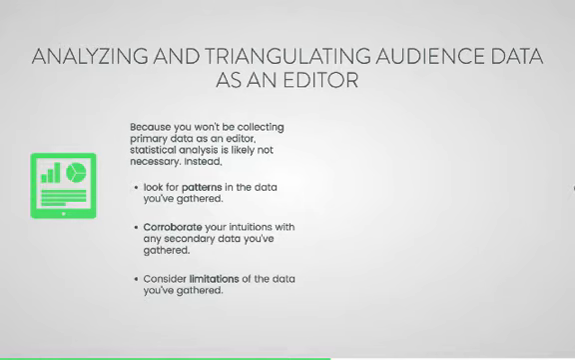Secondly, corroborating your intuitions, what you think your audience is going to want, need, and think, versus the secondary data that you've gathered, right? And so what lines up? So yeah, I felt like parents really rely on or value healthy and safe choices for their kids. All of the competitor websites seem to focus on healthy and safe choices, right? So those are corroborated. And then consider the limitations of the data you've gathered, right?